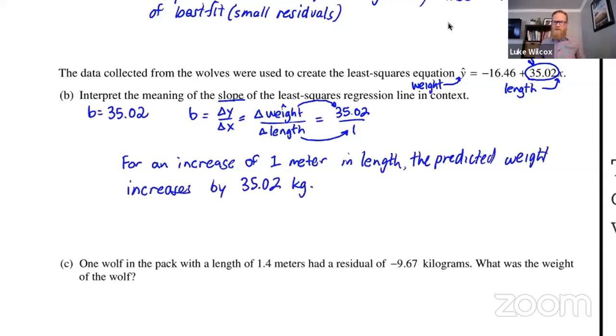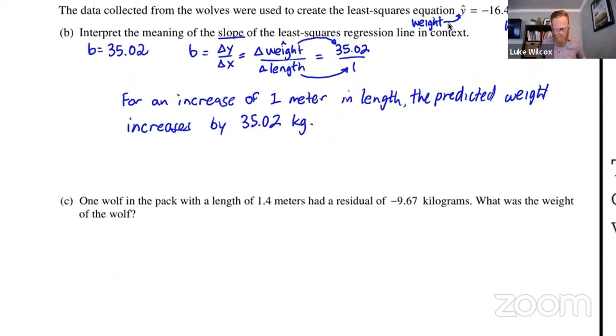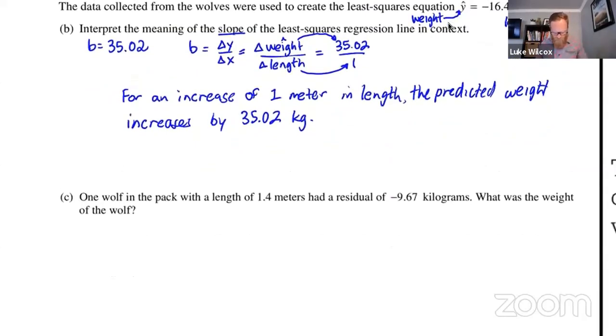So there we have our interpretation of the slope of the line of best fit. And we are ready for part C. It says one wolf in the pack with a length of 1.4 meters had a residual of negative 9.67 kilograms. What was the weight of the wolf? Okay, so this time we're given the residual. We don't have to calculate it, we're given.